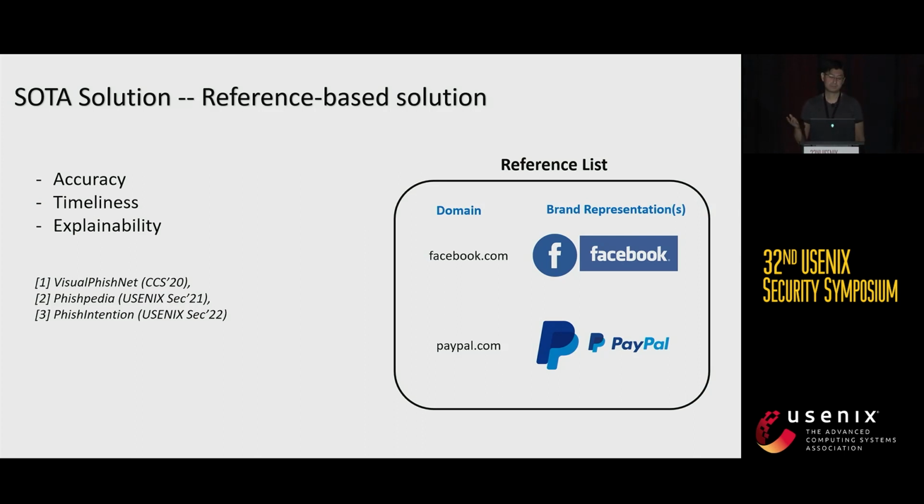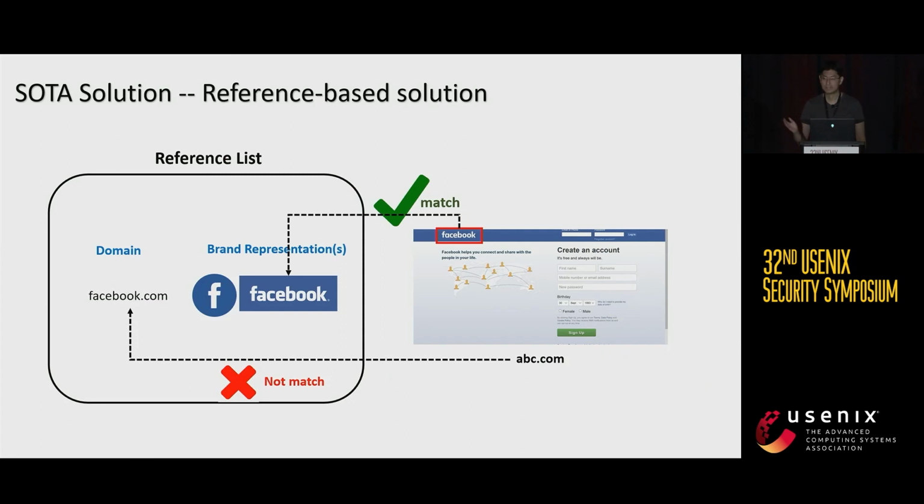For the reference-based approach, we usually keep a reference list, where each entry is described by a domain and its corresponding brand representation. For example, we have the domain of a Facebook account, and its brand representation could be its logo or its screenshot. A lot of approaches, such as VisualPhishNet, Phishpedia, and PhishIntention, are developed based on this reference-based approach.